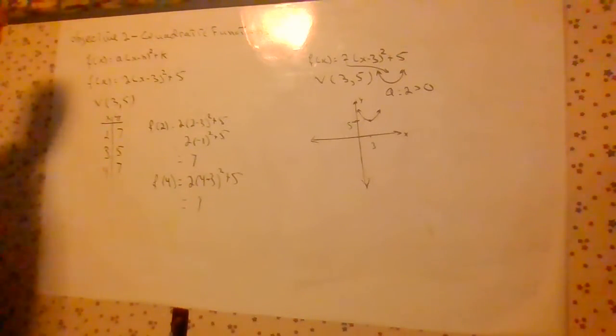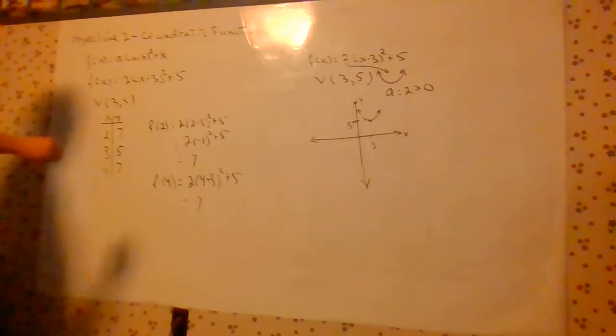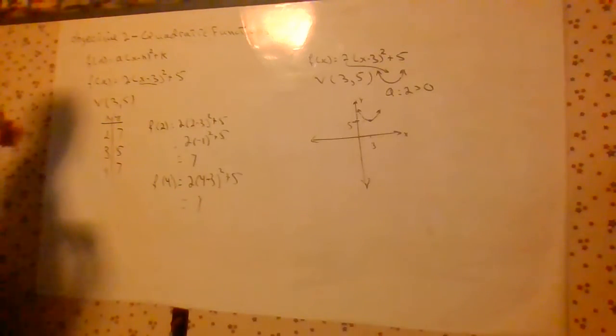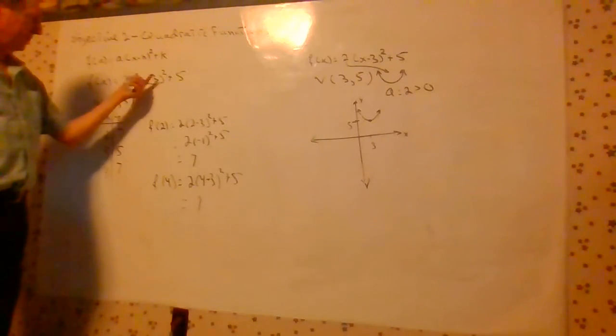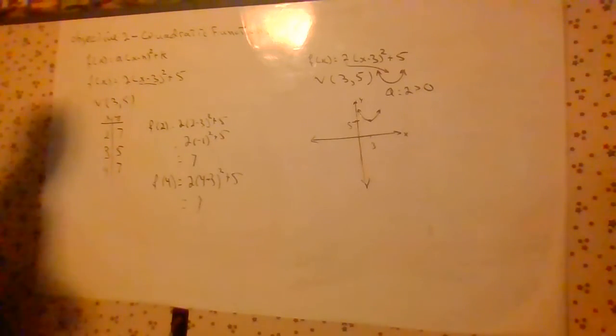We should expect that. Parabolas have symmetry about the vertex. You can see how we have symmetry about x equals 3. X equals 3 makes this 0, and whether you go right or left, it just becomes positive or negative.